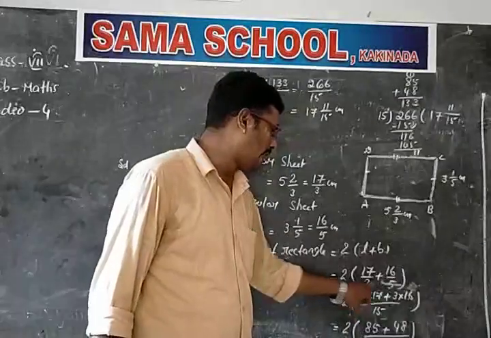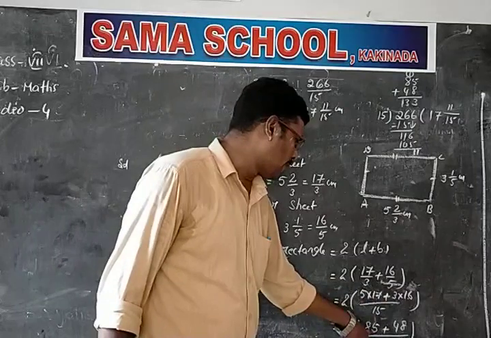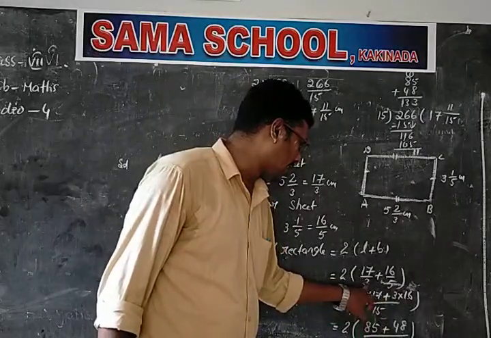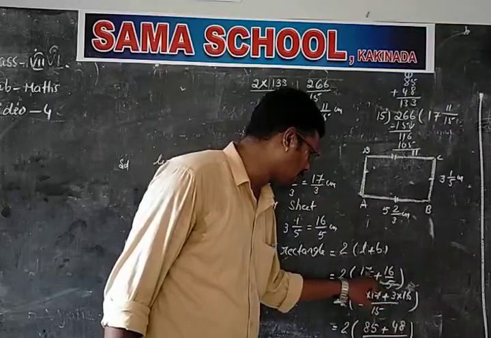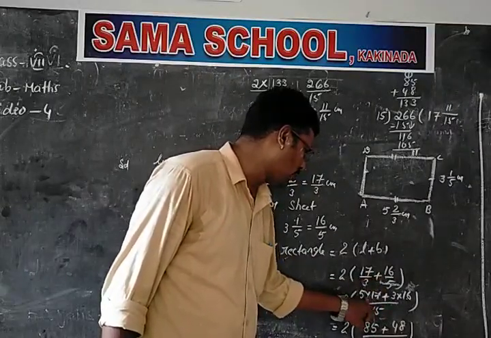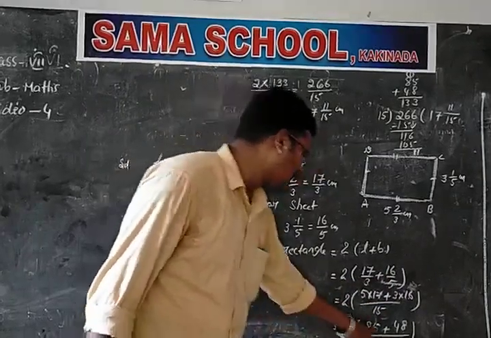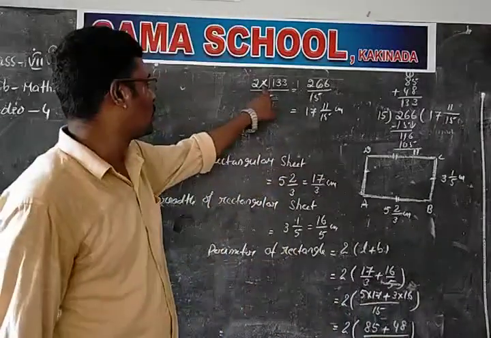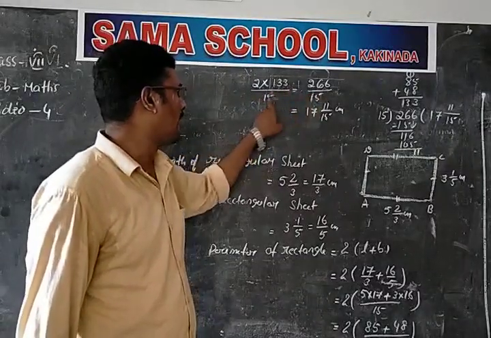15 divided by 3, 5 times. The opposite denominator number, 5 into 17 is 85. 15 divided by 5, 3 times. Cross multiplication: 3 into 16 is 48. So 85 plus 48 over 15. 2 into 133 is 266/15.